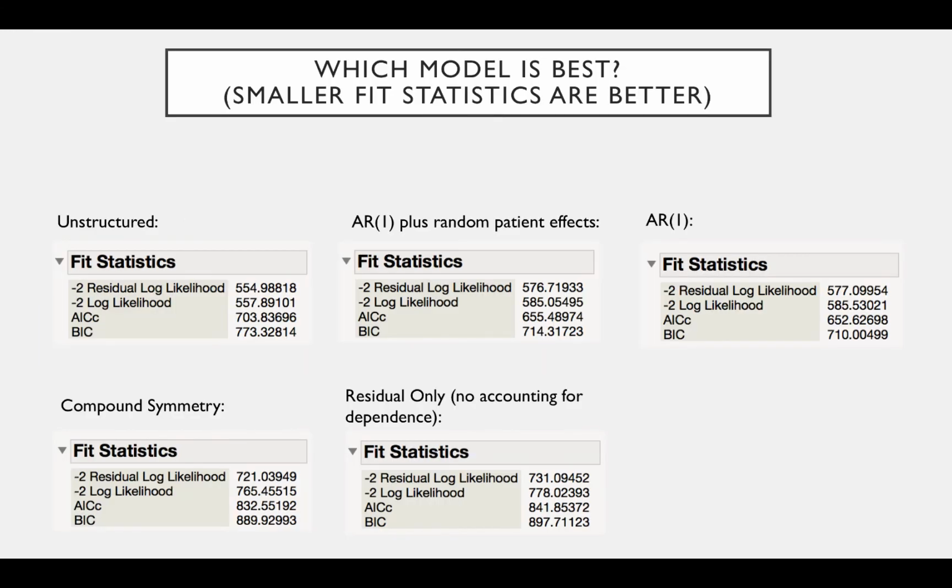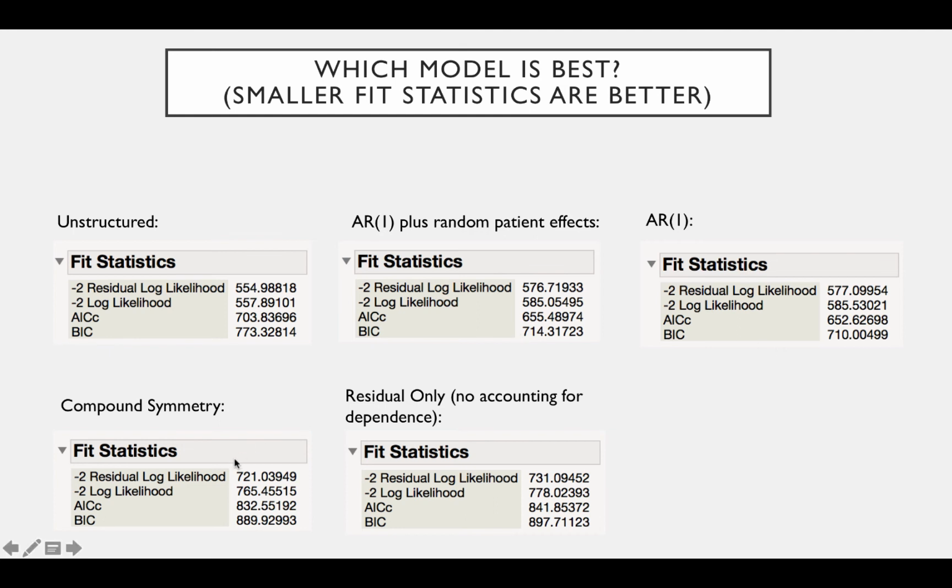Okay, so the unstructured was the most complicated. AR1 plus random patient effects was the next most complicated with the number of parameters, then the AR1, then the compound symmetry, then the residual only, so doing nothing to account for any of this. If we look at those fit statistics, and let's specifically look at the corrected AIC and the BIC, for the unstructured, they're in the 700s. For the AR1 plus the random patient effects, they're dropping. The BIC is still in the 700s, but much lower. The corrected AIC is now in the 600s.